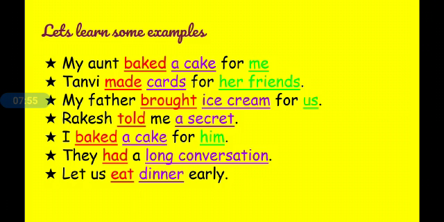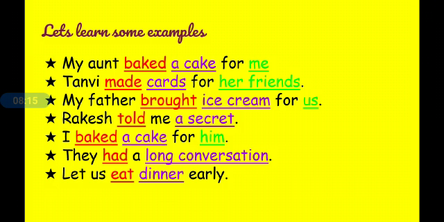I baked a cake for him. What is the verb here in the sentence? Baked. And I is the subject. What did I bake? A cake. A cake is the direct object. For whom? For him. Him is the indirect object.